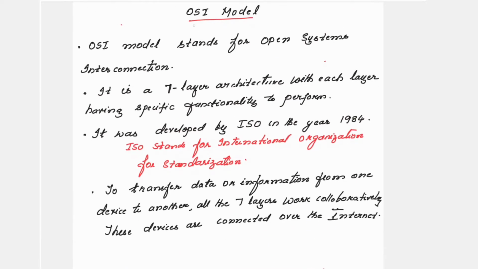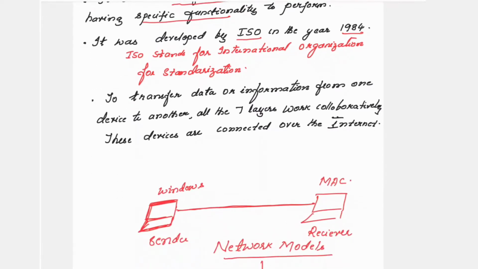Now the very first one is the OSI model. OSI stands for Open Systems Interconnection. So what does this OSI model consist of? It consists of a 7-layer architecture, and each layer has some specific function to perform. This was developed in 1984 by the International Organization for Standardization.